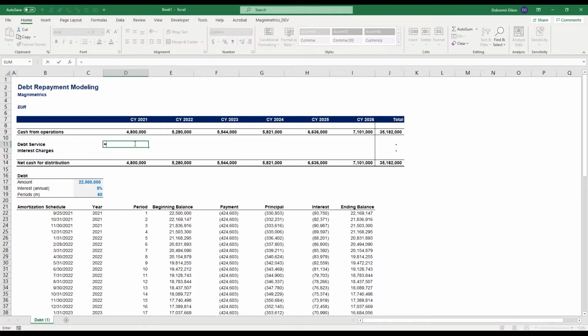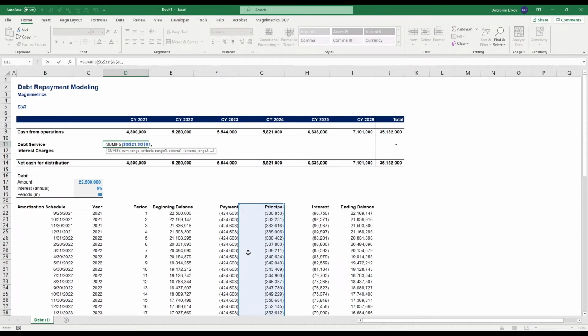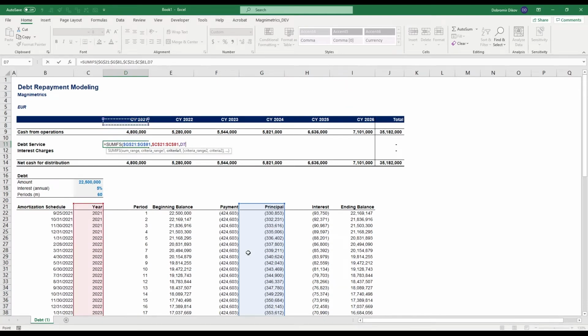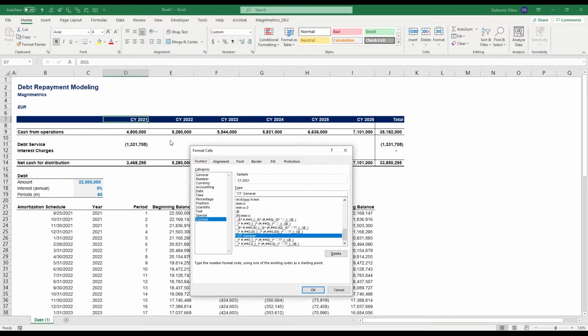And what we can do here is just use a SUMIFS formula. Our sum range for the debt service, I want to split it between debt service and interest charges, is going to be our principal. I'm going to fix that with F4. Then our criteria range, our year, fix that with F4, and we want this to be equal to calendar year 2021. And just to make sure, this is a number, and I've pressed Control 1, and just before General, typed in CY in quotes, and it adds it as a format here.